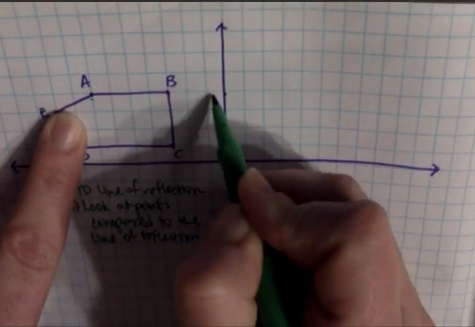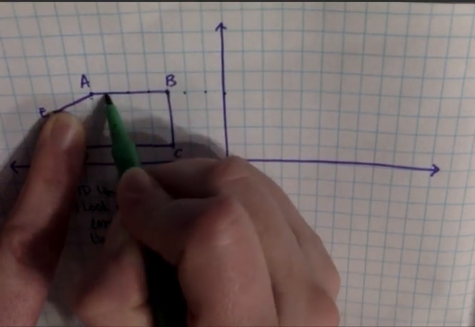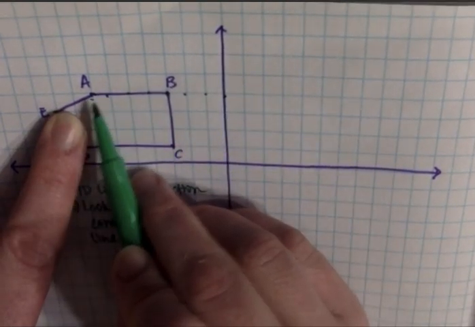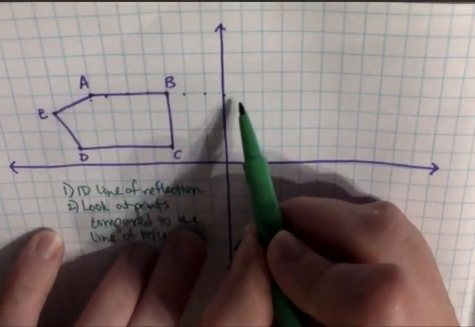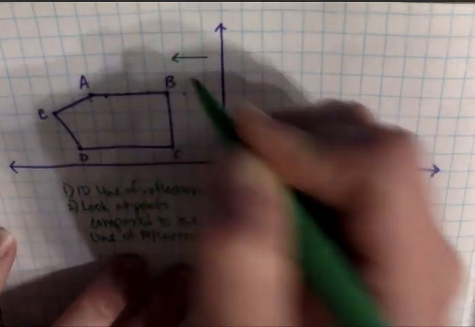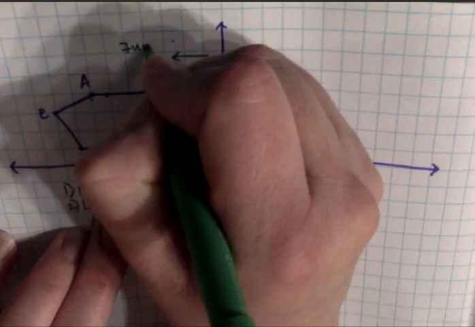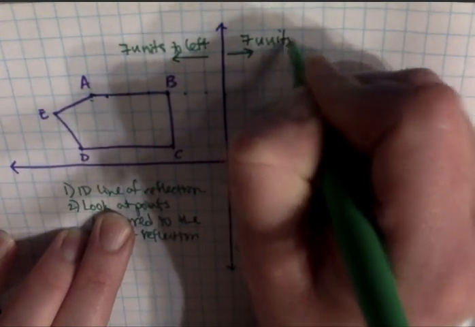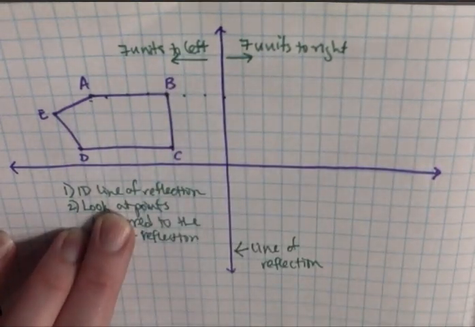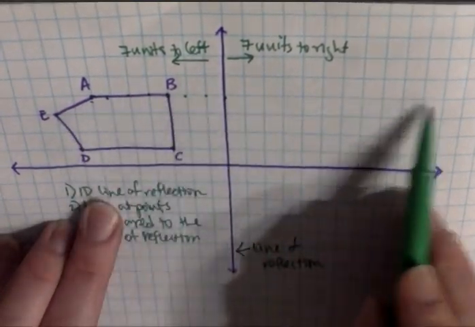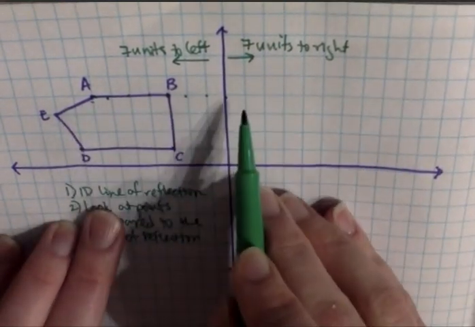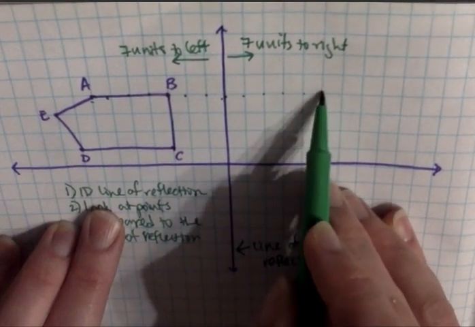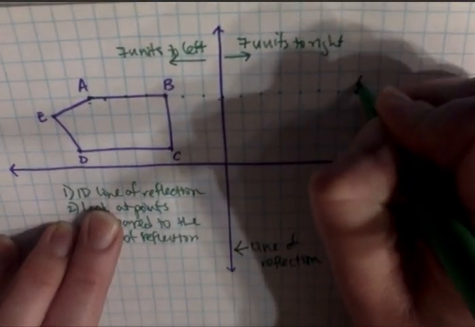If I count, it is 1, 2, 3, 4, 5, 6, 7 units away from the line of reflection. That means I am going to reflect this point over to the other side of this line of reflection the same number of units. So if point A is 7 units to the left, I'm now going to go 7 units to the right. I'm going to be on that same horizontal line, and I'm going to go 7 units to the right from that line of reflection. 1, 2, 3, 4, 5, 6, 7. And I'm going to make my new point, and I'm going to call that point A prime.